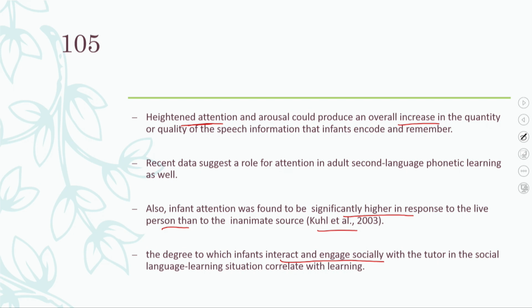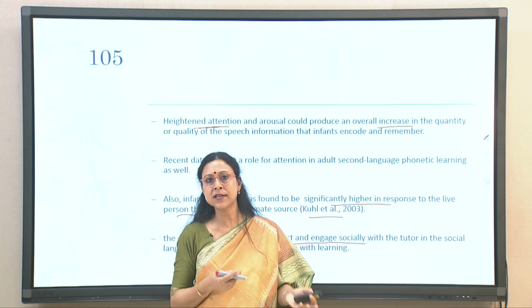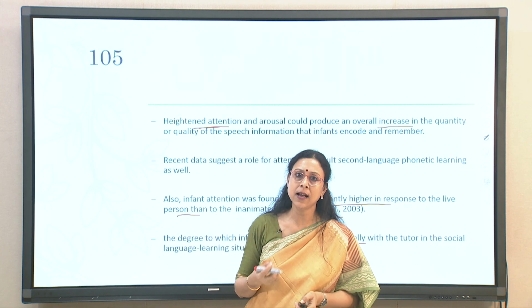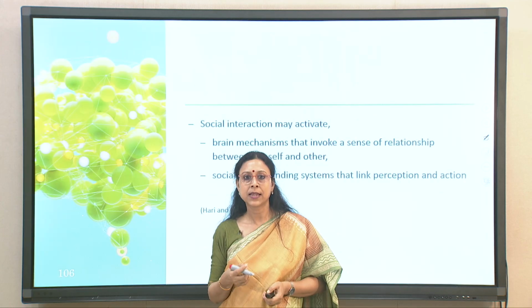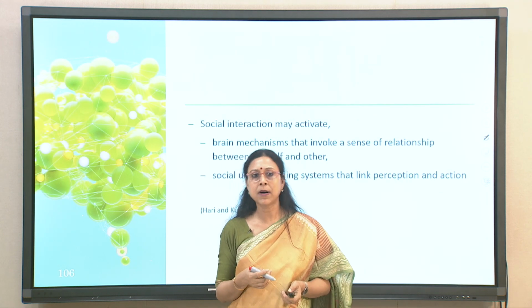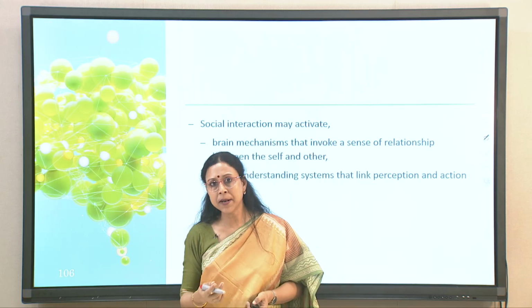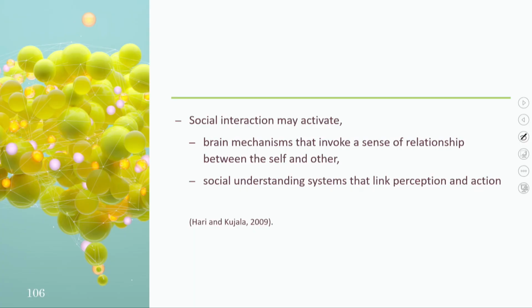But for children, this also has epistemic trust and other factors embedded, and at the root of all of these is attention as a mechanism. That is the most important part of this theory. So, social interaction may activate brain mechanisms that invoke a sense of relationship, that is the core of it, between self and the other.